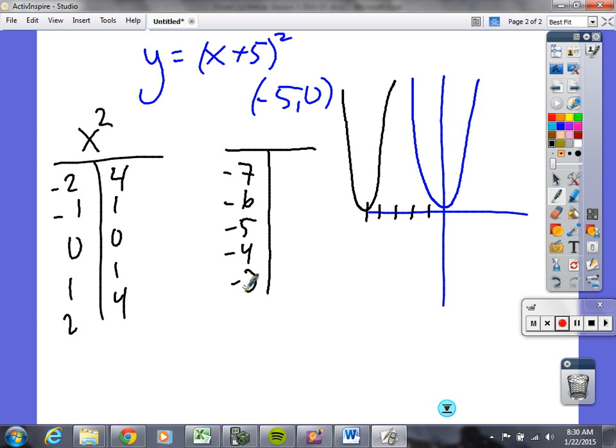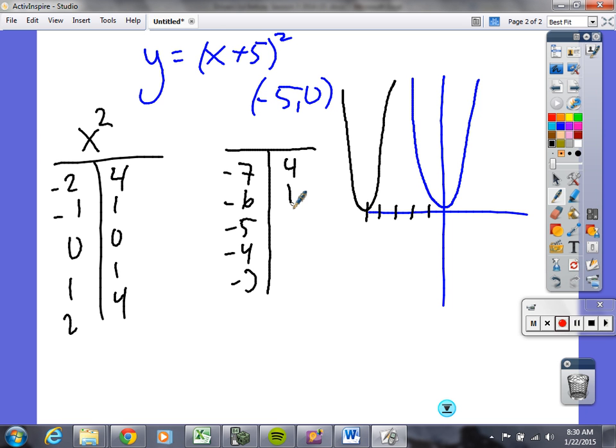Now watch. Okay, guys, I'm going to tell you something. These y values here are going to be right here. Let me show you why. Ready? Negative 7 plus 5. Well, that's negative 2. Negative 2 squared is 4. Negative 6 plus 5 is negative 1. Negative 1 squared is 1.